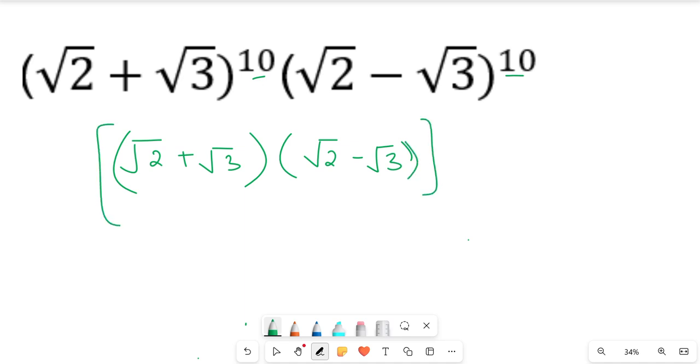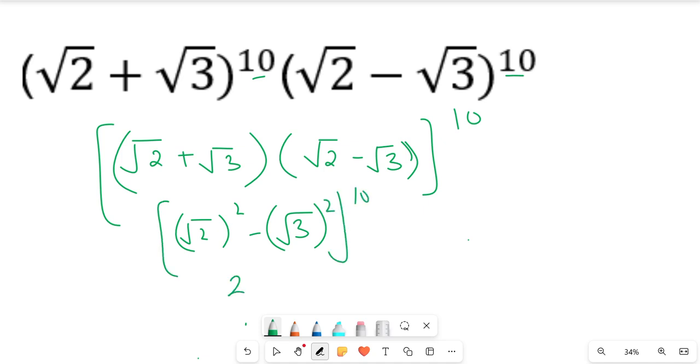Root 10 raised to power 10, I have written out. So I know that a plus b into a minus b is a square minus b square, which is 2 minus 3. So it will be minus 1 raised to power 10, which is 1 only. So in the end, after solving, I am getting a rational number. So it is a rational number.